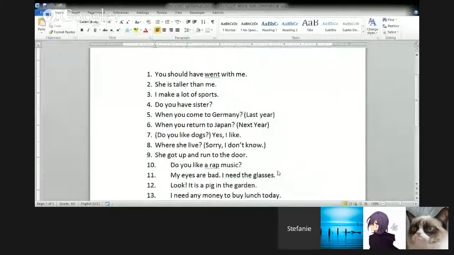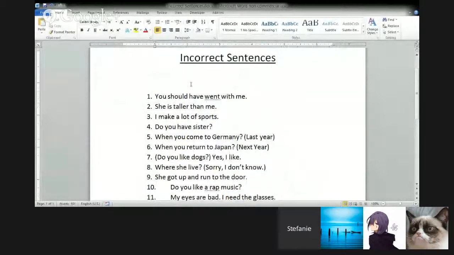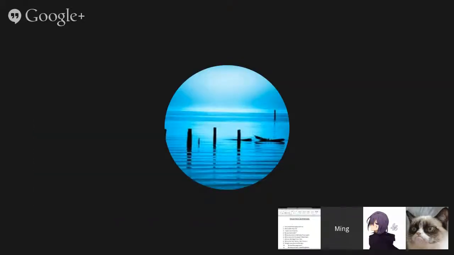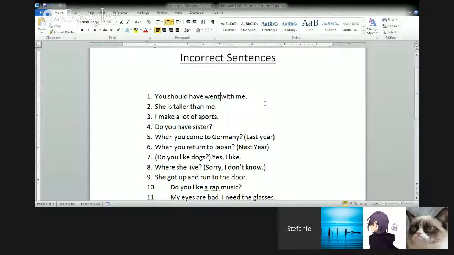So Ming, let's start with you. You should have went with me. What's wrong with this? You should use a past participle. You should have gone with me. Exactly. Now I need to tell you guys, I say this all the time because it's a common mistake that native English speakers make. We make that mistake, but it's incorrect.